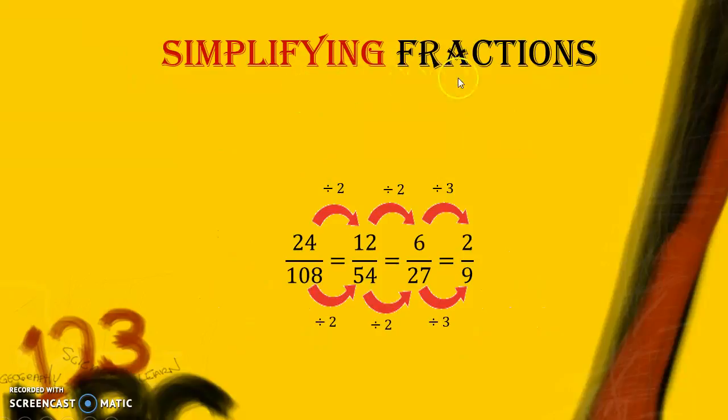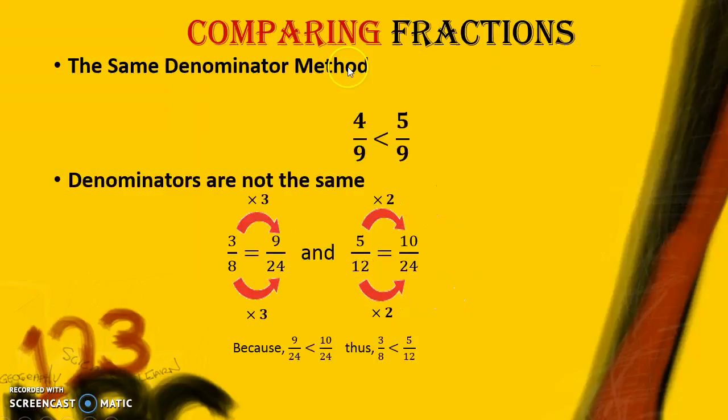Then, simplifying fractions. Simplifying a fraction, or reducing a fraction, means to make the fraction as simple as possible. Try to evenly divide both the top and bottom of the fraction by 2, 3, 5, 7, and so on, until we can't go any further.